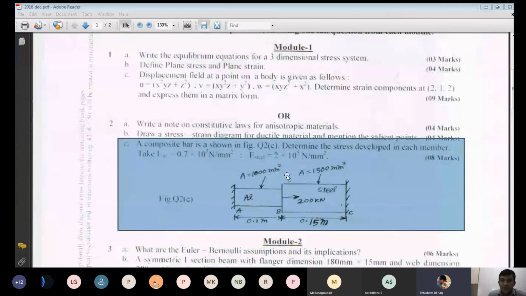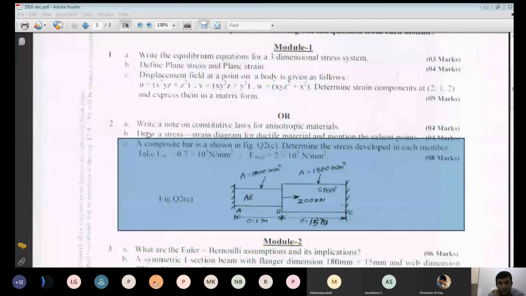P1 plus P2 is equal to 200 into 10 raised to power of 3 Newton, called as equation number 1. Right? Yes, all of you got that? What is the second equation you used? The deformation in portion 1 is equal to deformation in portion 2.